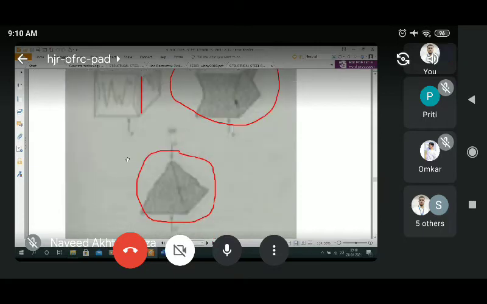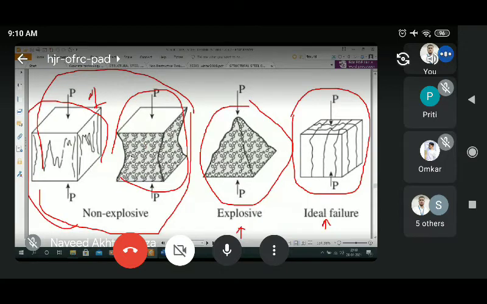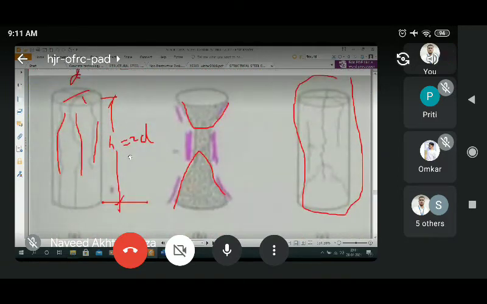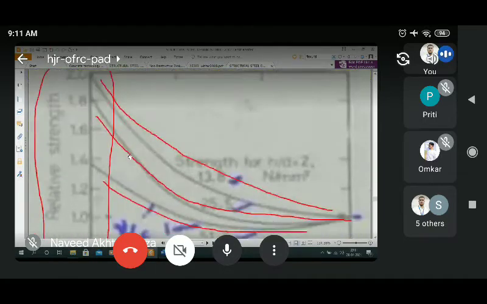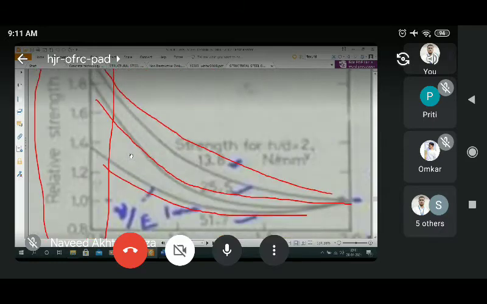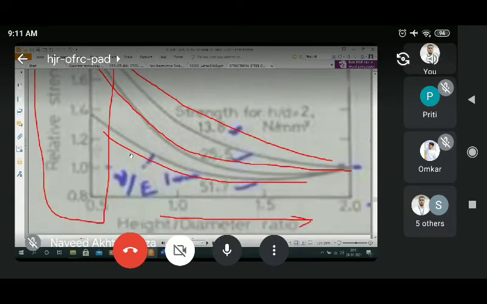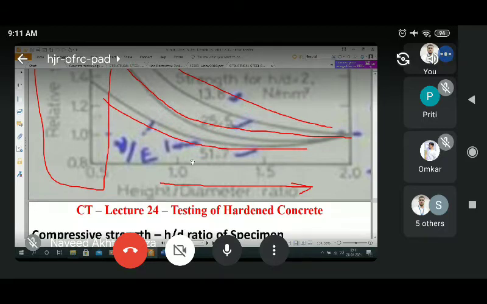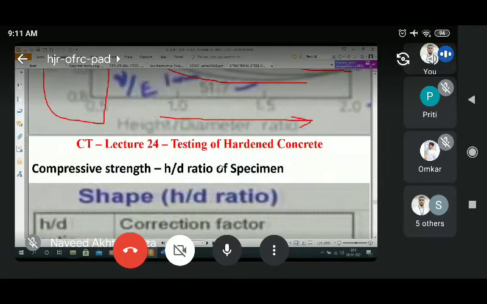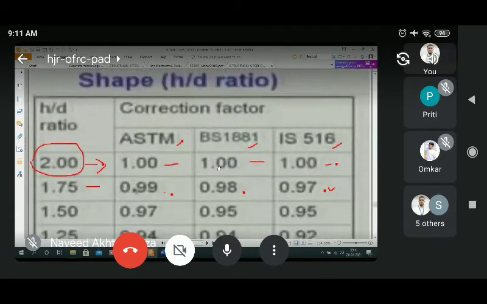And then how failure occurs, we have seen through the photographs: non-explosive, explosive, and the ideal failure for the cubical specimen. Also, we have seen the cylindrical specimen failure yesterday, and then we also saw the effect of height to diameter ratio. As the height to diameter ratio increases, the strength decreases. Generally, for cubical and cylindrical specimens, we consider the ideal H by D ratio to know the compressive strength of the specimen.